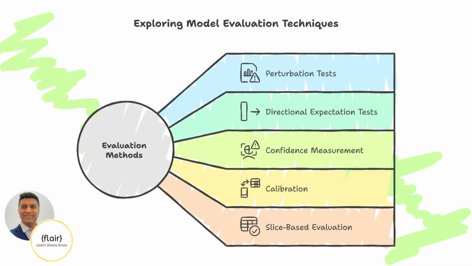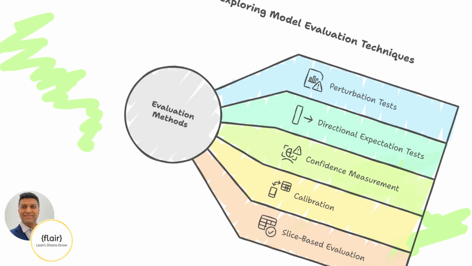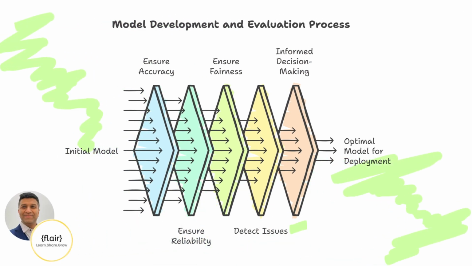Calibration. Your model's predicted probabilities should match real-world frequencies. For example, if your model predicts a 70% chance of rain, it should rain 70% of the time. Slice-based evaluation. This looks at how your model performs across different groups in your data, helping you spot biases that could affect certain segments. Why is all of this so important?